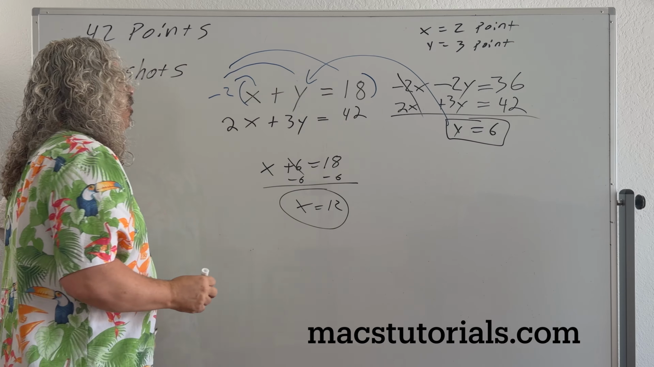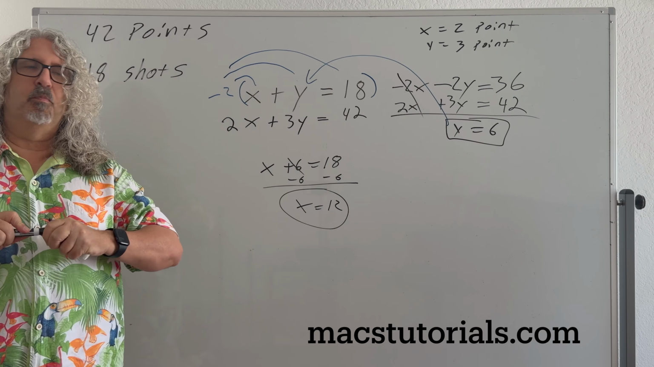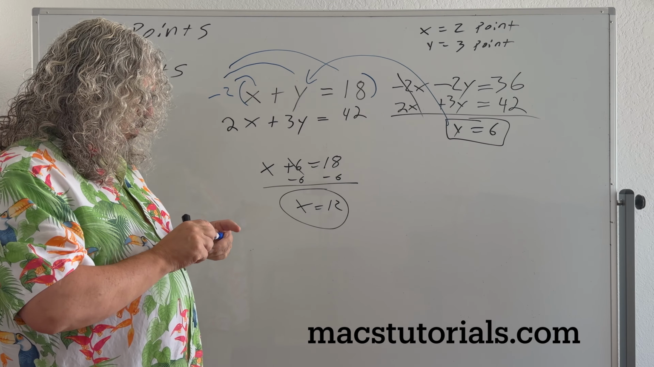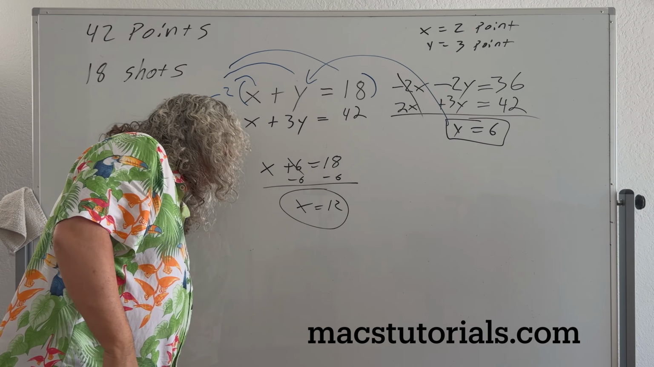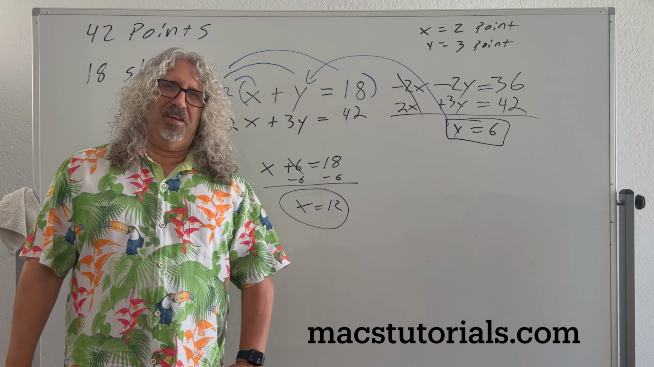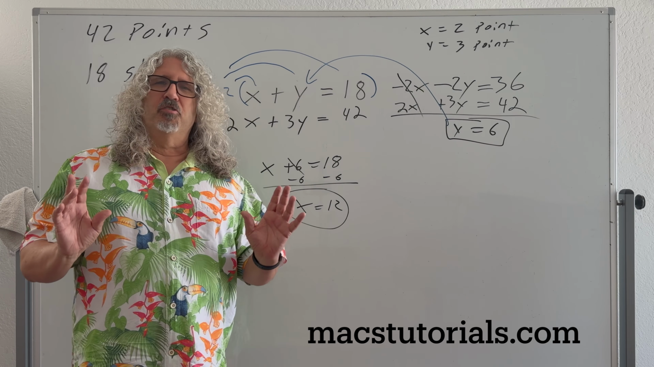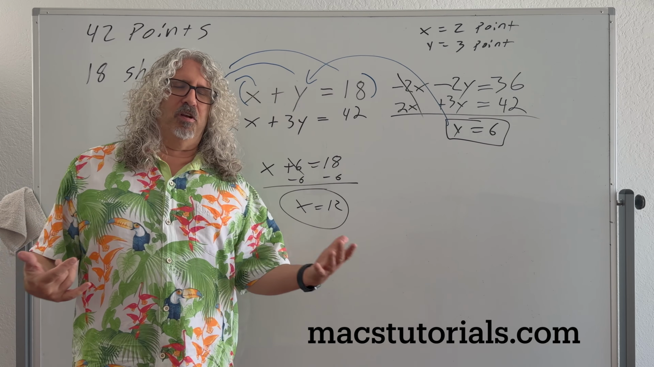And so my answer is, because x's are 2-point shots, this person made 12 2-point shots, and this person made 6 3-pointers, okay? This is just a really quick example. It's best to just go through. I have 18 of these that I'm doing on the paper. And if you go through me on the worksheets, you're going to get these. They're actually kind of fun. I sort of like doing these.